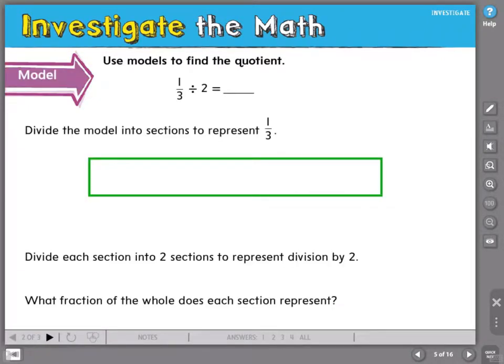So we're going to use the model to find the quotient of 1/3 divided by 2. So here, this model represents 1. And I am going to divide it into sections that represent 1/3. And we are going to divide this 1/3 by 2. And each third gets divided by 2.